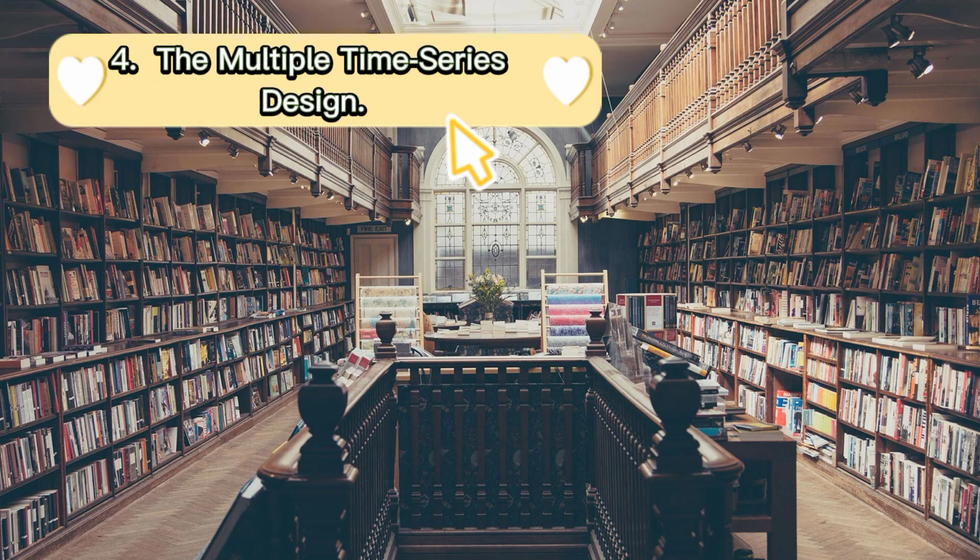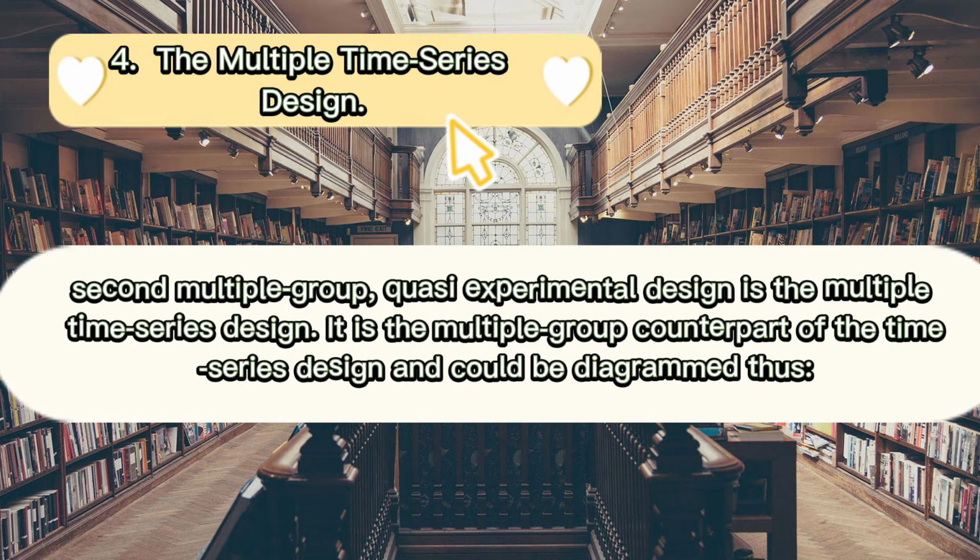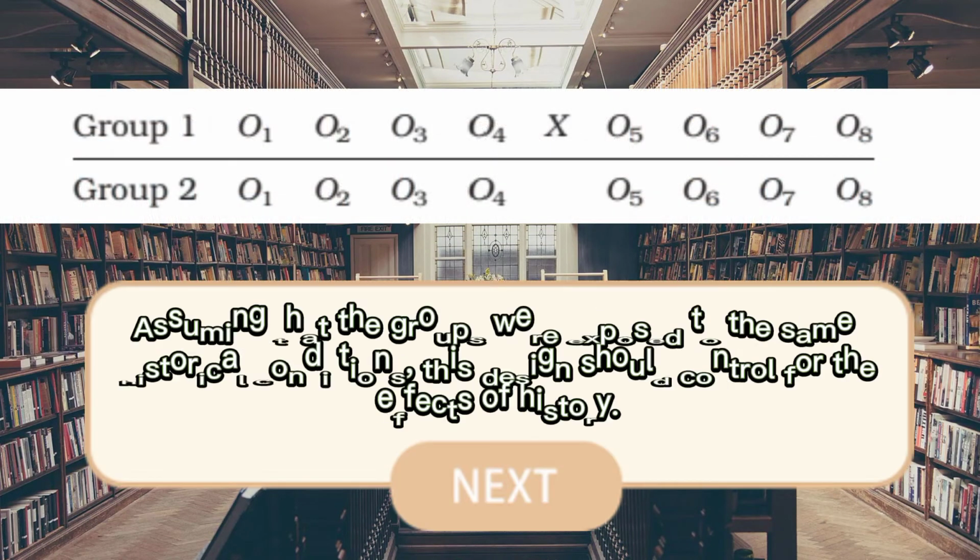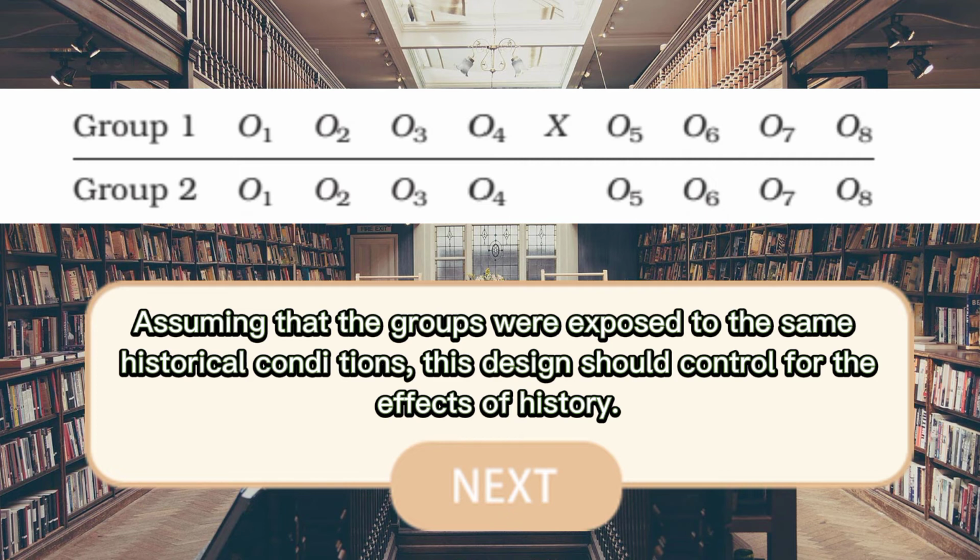4. The multiple time series design. A second multiple group quasi-experimental design is the multiple time series design. It is the multiple group counterpart of the time series design and could be diagrammed thus. Assuming that the groups were exposed to the same historical conditions, this design should control for the effects of history.